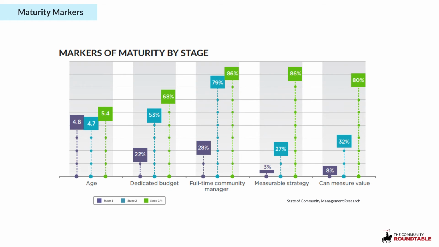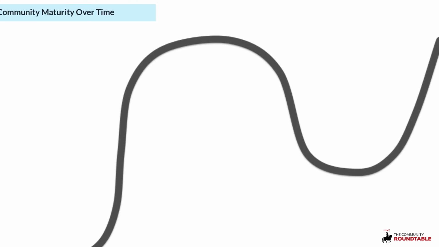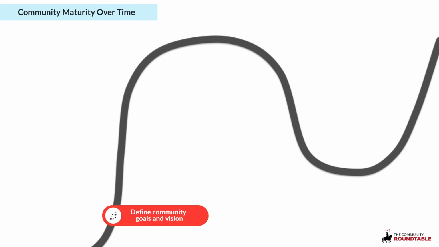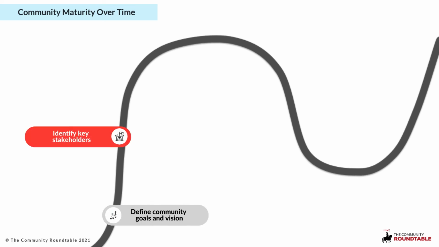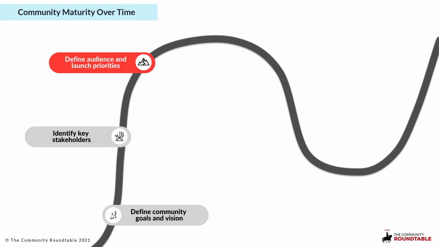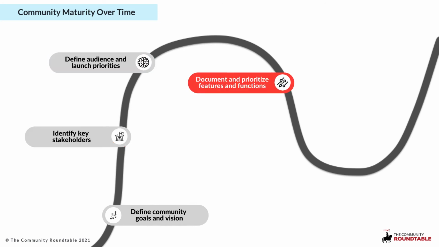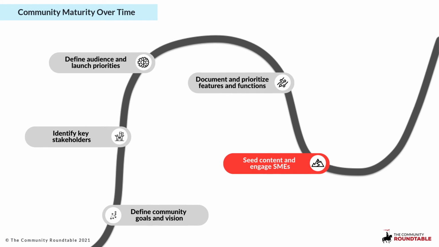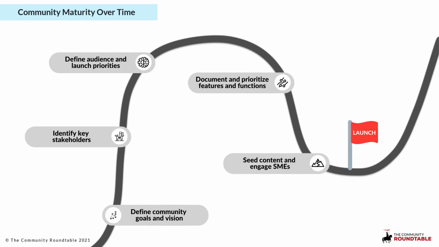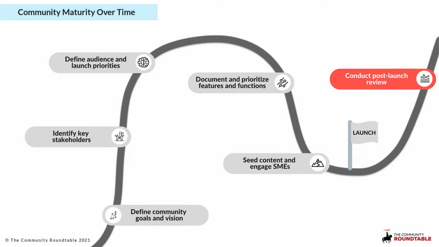According to the State of Community Management Research, age is not an objective maturity indicator. Rather, things like hiring a full-time community manager, having a measurable community strategy, and the ability to measure community value are more reliable indicators of progress. We use the analogy of a journey to describe building a community or community program. This caterpillar map illustrates that community maturity is not a linear timeline, but rather a series of these maturity indicators or milestones that lead to a more networked organization.